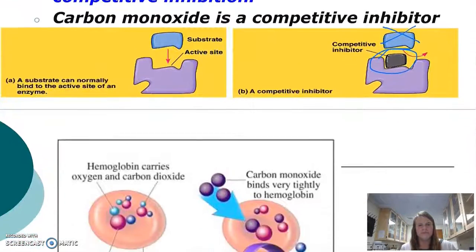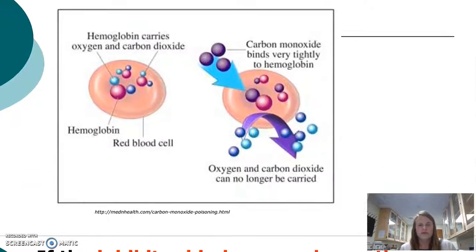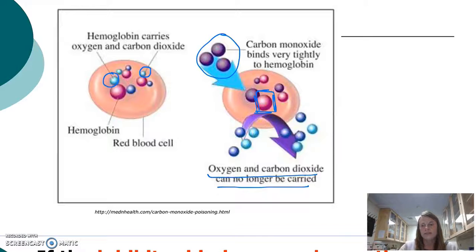An example would be carbon monoxide. So if you look at carbon monoxide, it has a similar shape to oxygen and carbon dioxide. Well, carbon monoxide can bind to hemoglobin, and it prevents oxygen and carbon dioxide from being able to bind to hemoglobin. And that is very detrimental to our health, because we need our oxygen to do cellular respiration to live, and we need carbon dioxide to be released from our bodies, otherwise it becomes toxic.